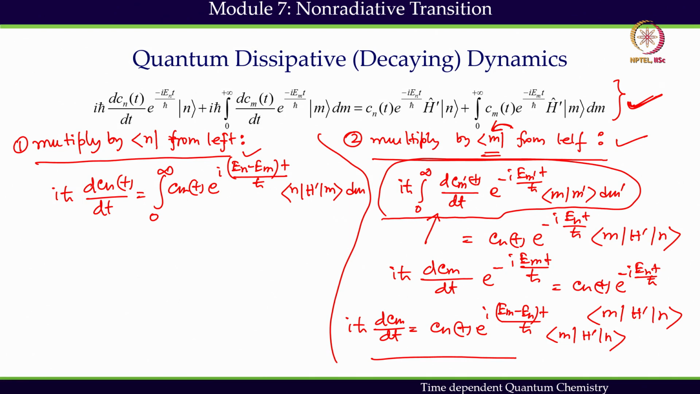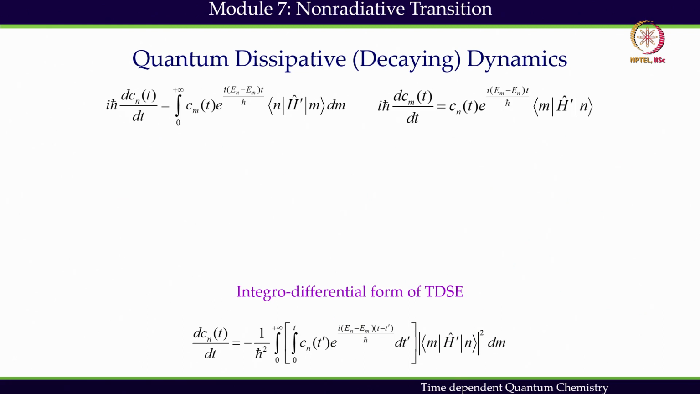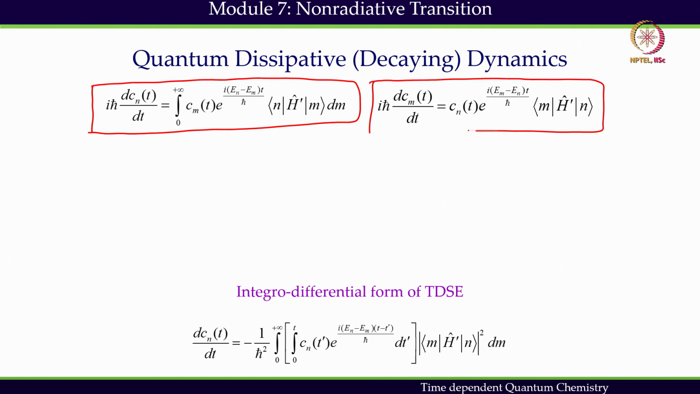So what we get finally after doing all these things is two coupled differential equations. One depends on the other. These are the two coupled differential equations we have obtained after inserting that initial trial wave function into the TDSE. And if we have these two coupled differential equations, the question is, how do I solve these two equations?